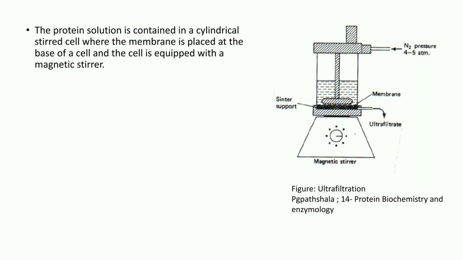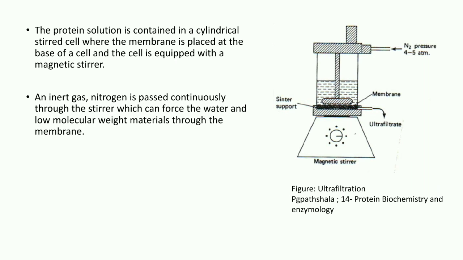As you can see in the diagram, the protein solution is contained in a cylindrical stirred cell where the membrane is placed at the base of the cell. This cell is equipped with a magnetic stirrer. An inert gas, very frequently nitrogen, is passed continuously through the cell, which can force the water and low molecular weight materials through the membrane.